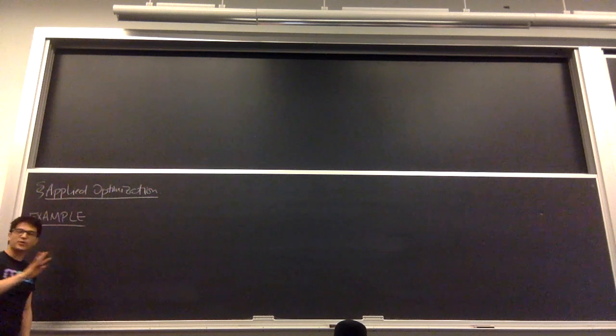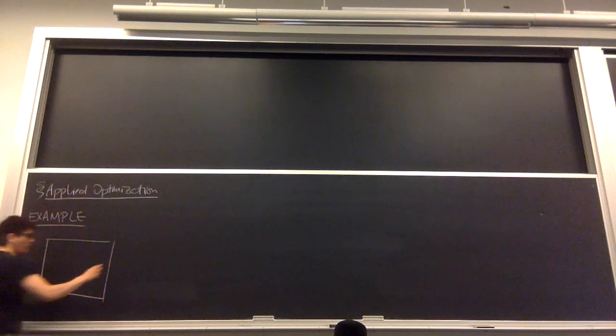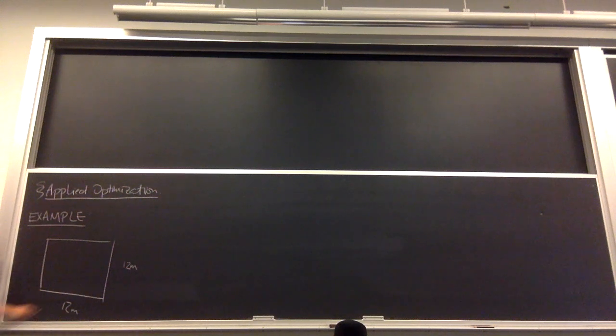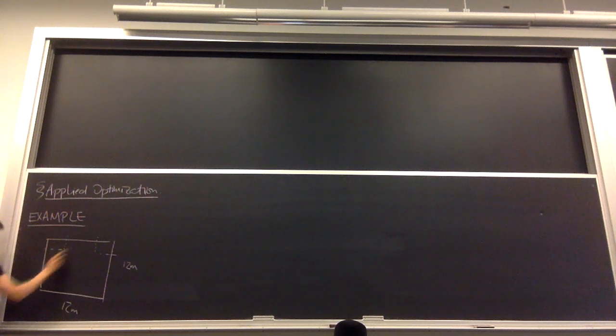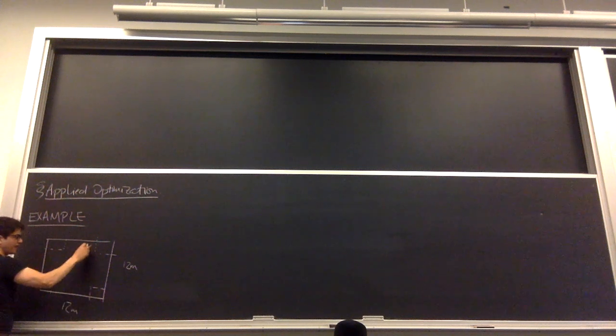Okay, so we want to make a box. I'm not going to write down the problem statements. You have them. We want to make a box out of this piece of cardboard. The cardboard itself is 12 meters by 12 meters long. And we are going to make the box by cutting out the corner on each of the sides. We're just going to cut out an x by x square from each corner.